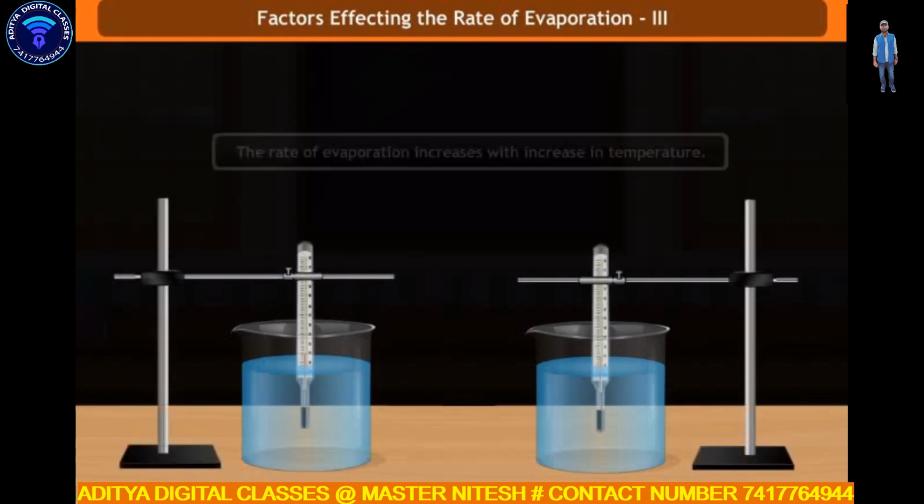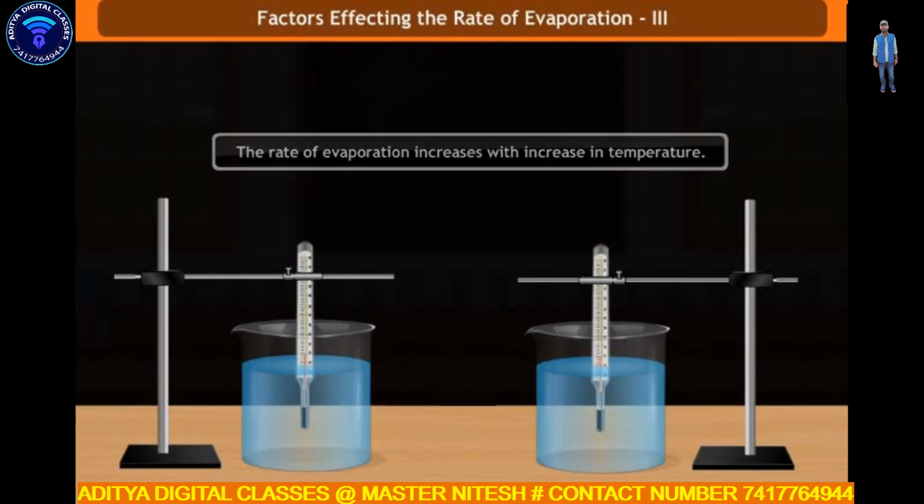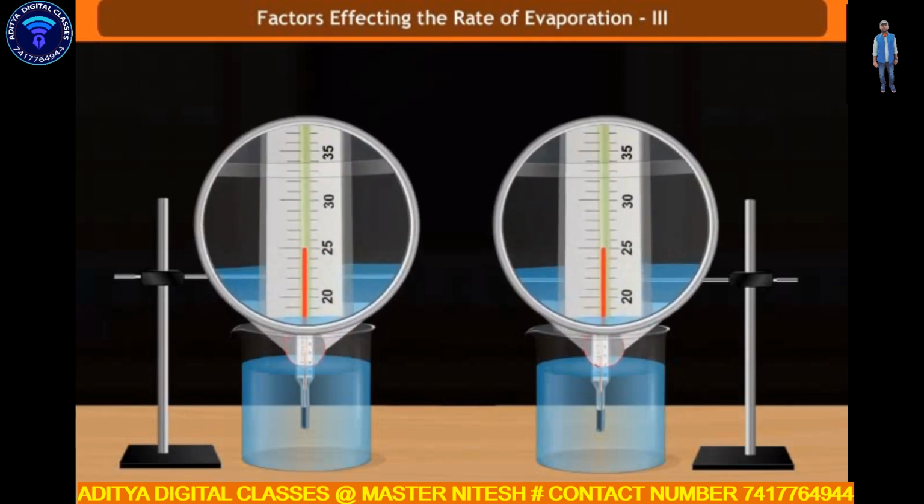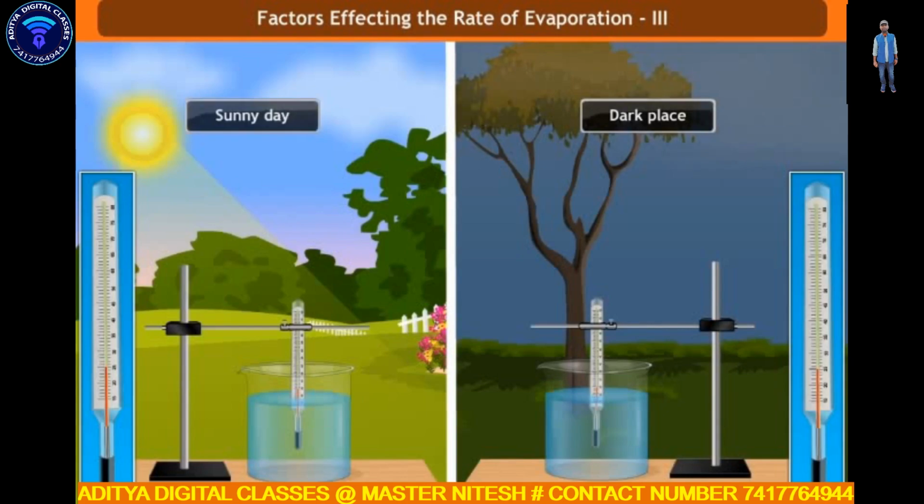Insert the thermometer in both the containers. Note its temperature. Place this one in the sunny day and the other in the dark place. Note its temperature and observe the water level in both containers.